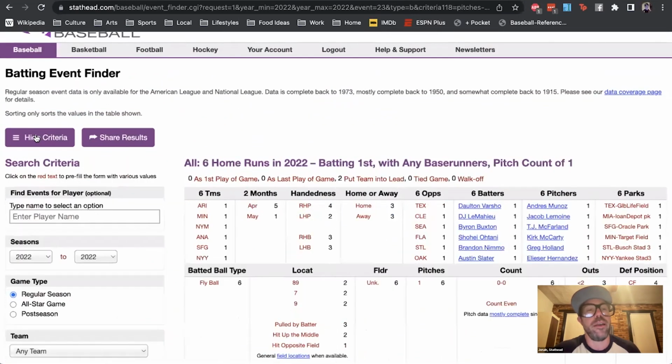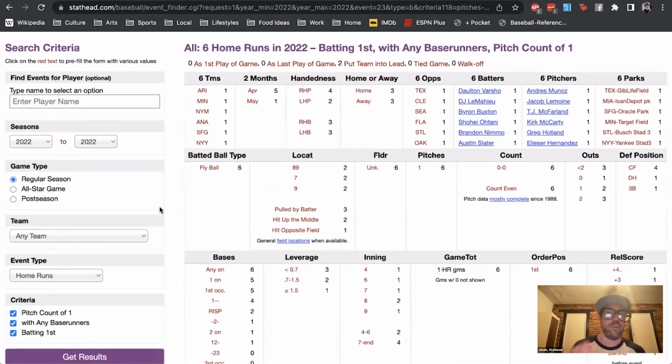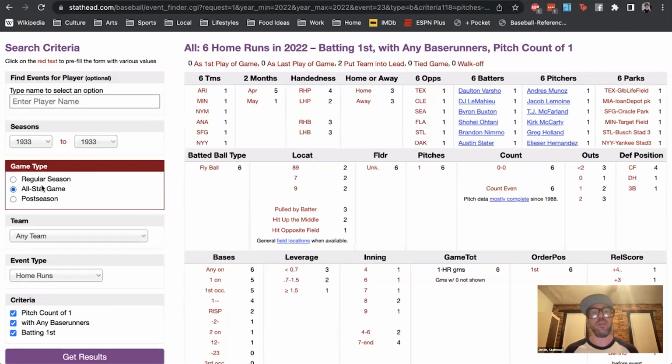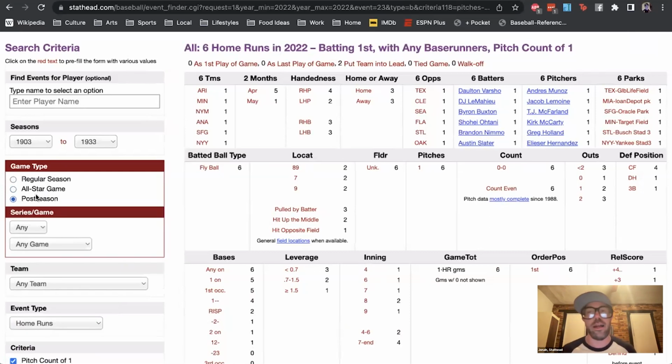So this is really fun to play with and explore and experiment and stuff like that. You'll notice too in the game type filter that we have many options. So in addition to the regular season, you would go to All-Star games. We have every play of every All-Star game. We have every play in postseason history, going back to 1903, the first official World Series.